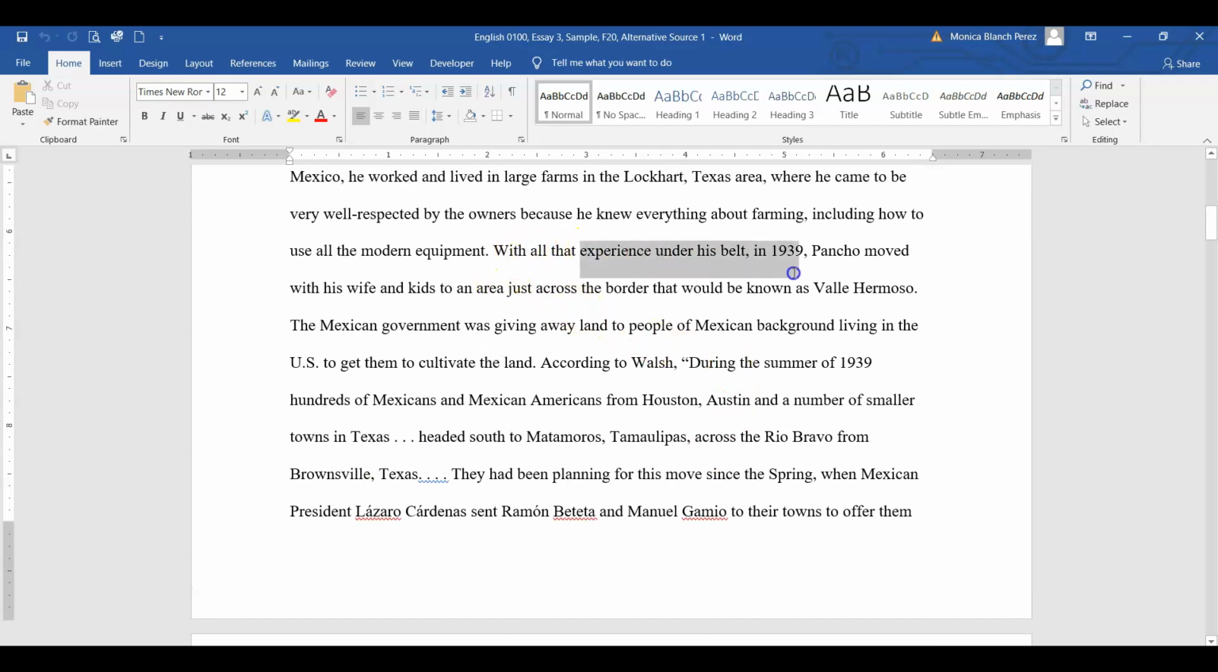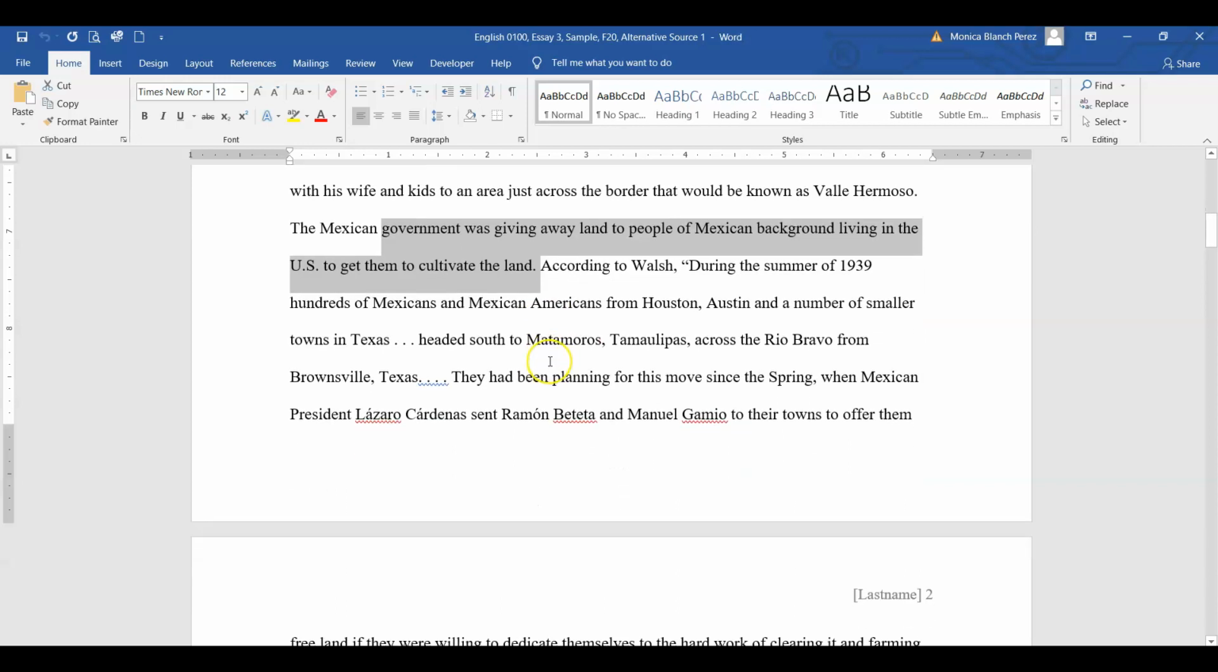Because I was saying that Pancho moved with his family down to a place that later would become known as Vallehermoso. The Mexican government was giving away land. Again, I knew that from the interview. And by the way, even before the interview, I'd heard that all my life. It's just that my mom gave me more details a few weeks ago during the interview. And so here's my quote.